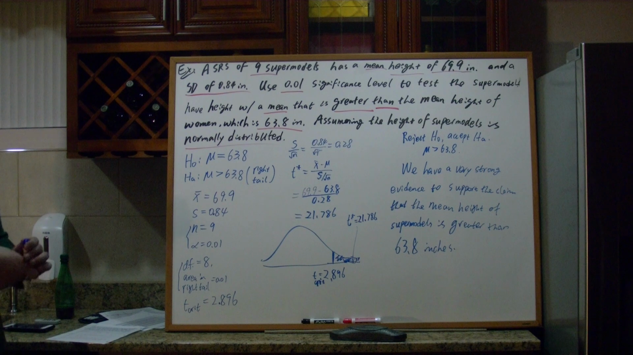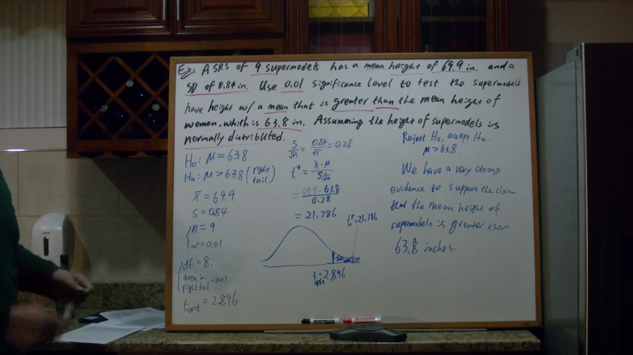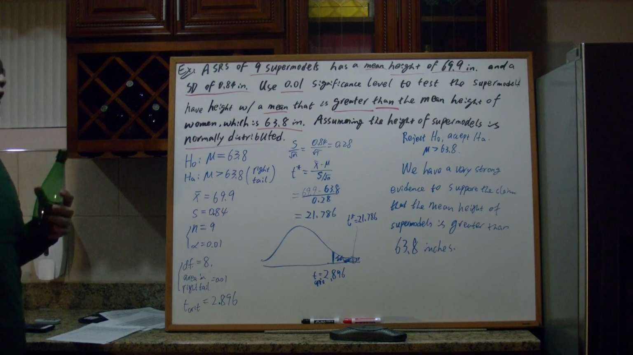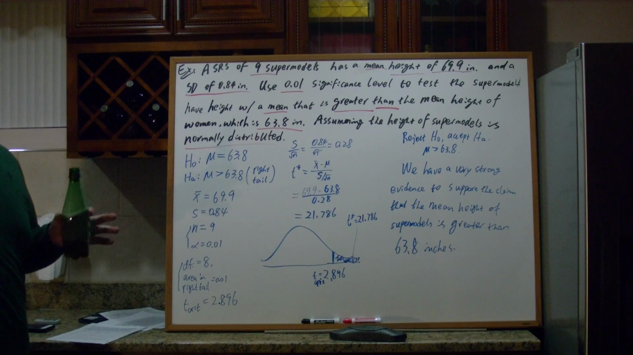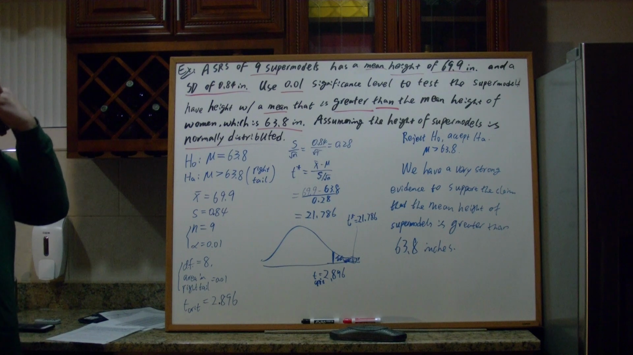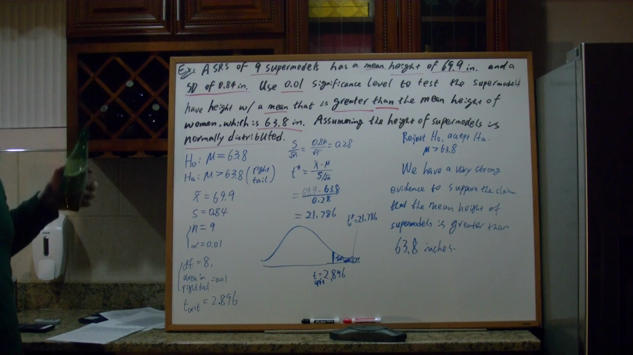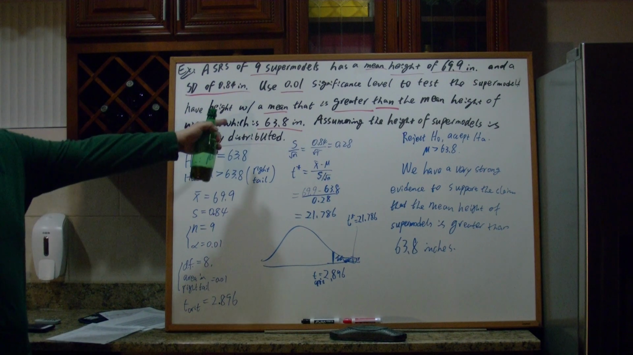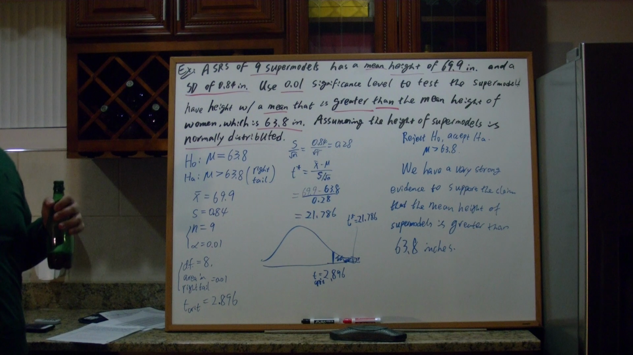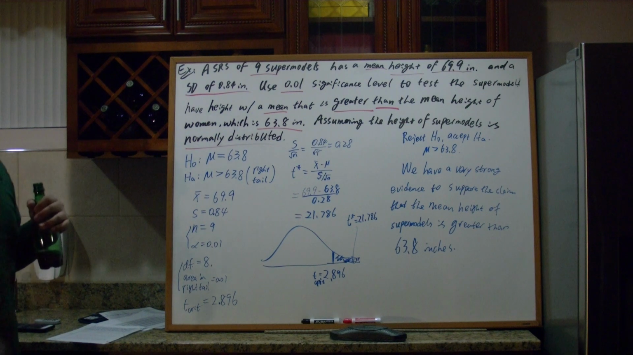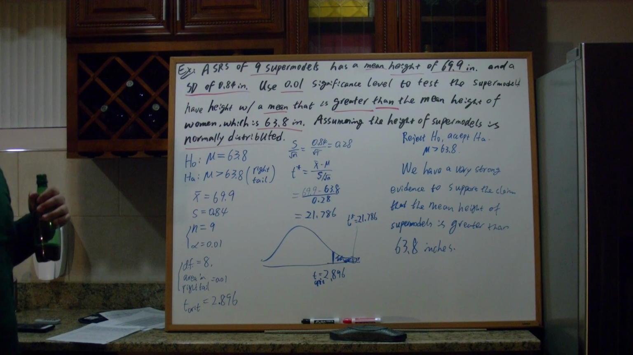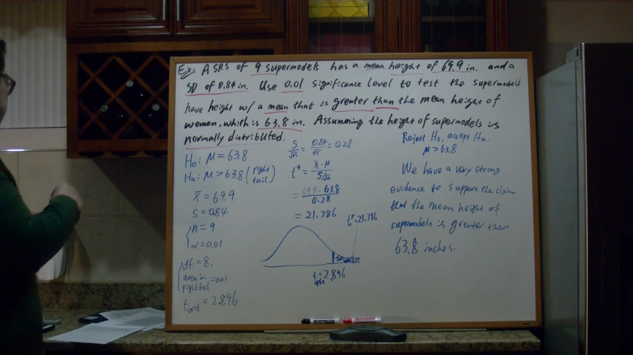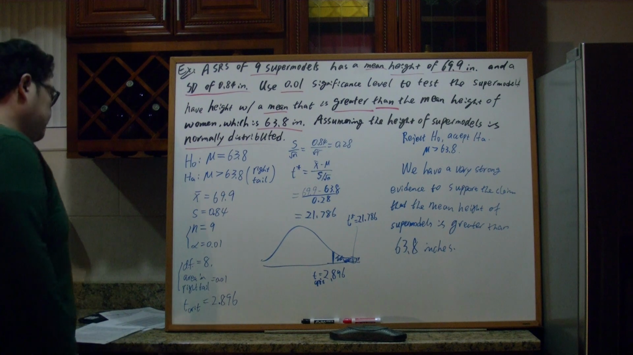Which is naturally correct, right? The way they're looking for supermodels, they should satisfy some condition, that the height should be above a certain level, which means the mean height of 63.8 of women should be lower than the minimum requirement.